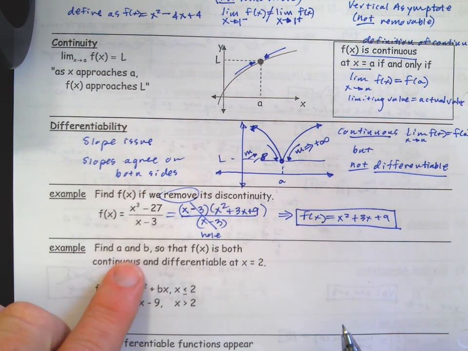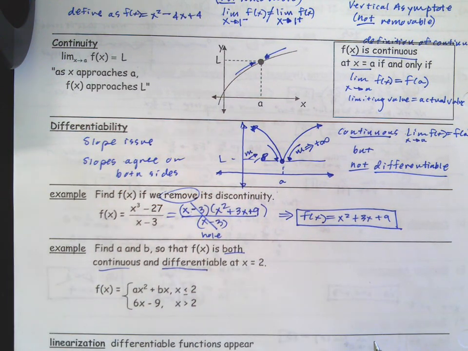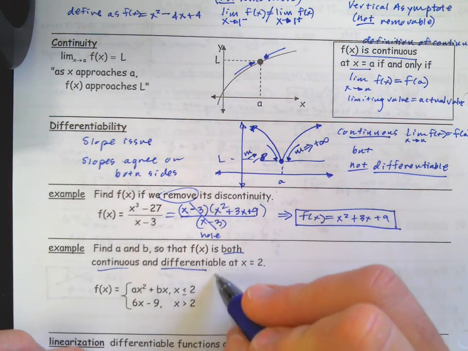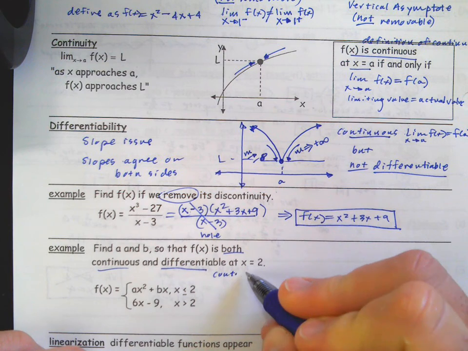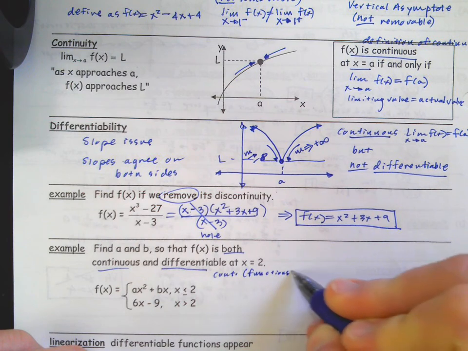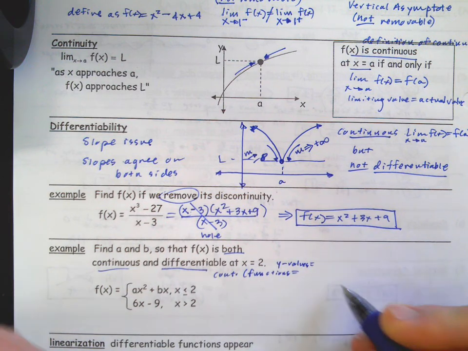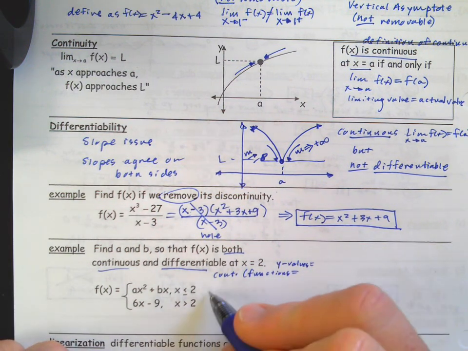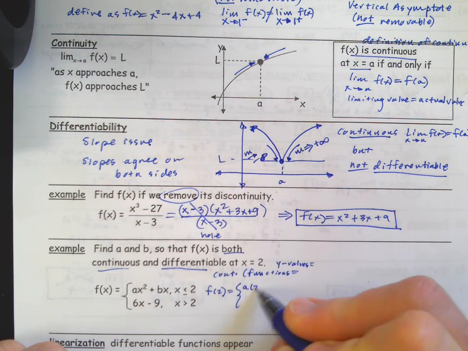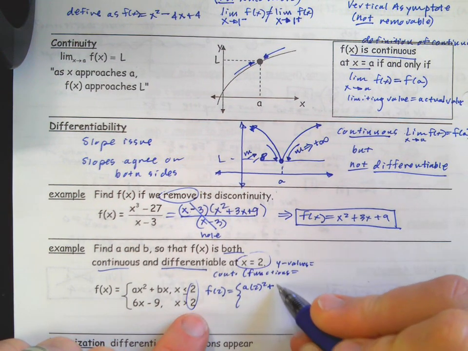Here's another problem. A and B, so that f of x is both continuous and differentiable. There are two unknowns, so you need two conditions, and they've mentioned two restrictions. Continuous is where the functions are equal. The y values are equal, because then that means there's no jump. And so what we do usually is just plug 2 into both of these. That point right there is usually what we're interested in.